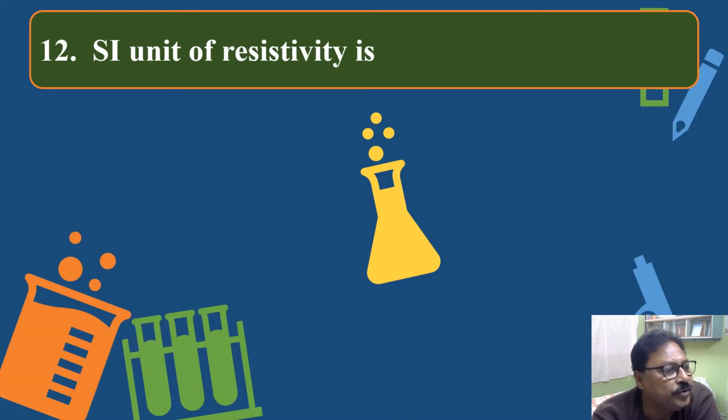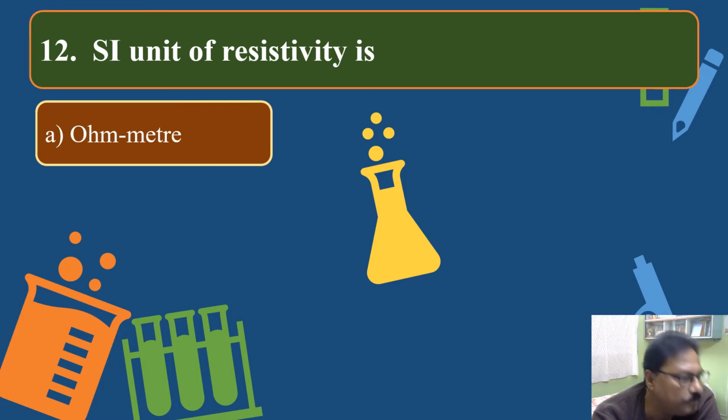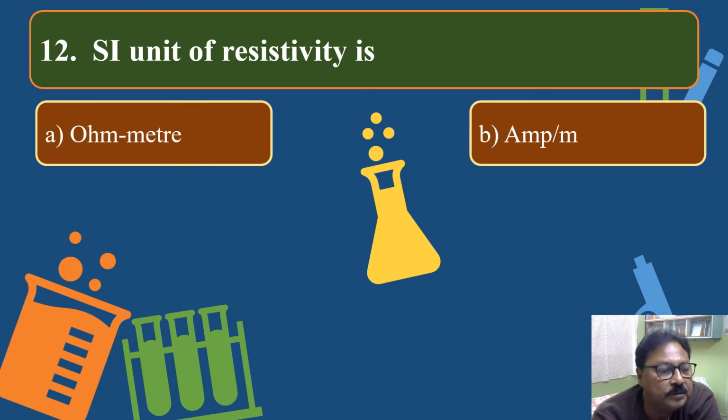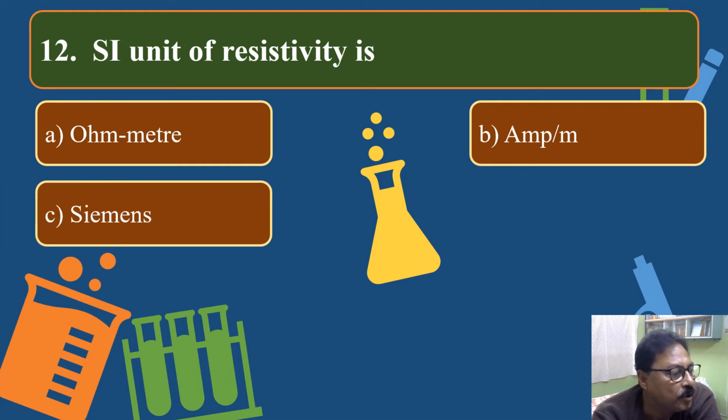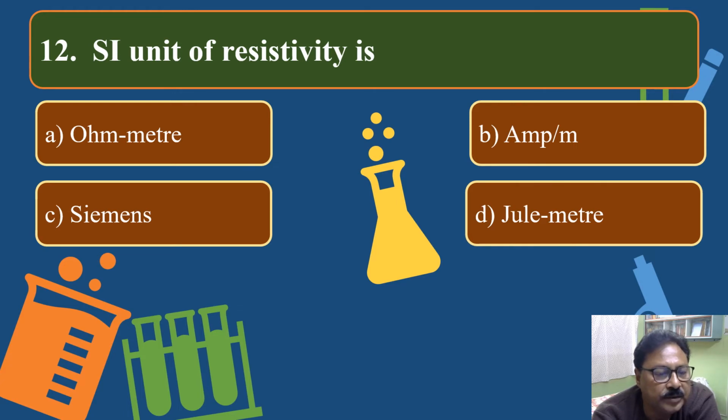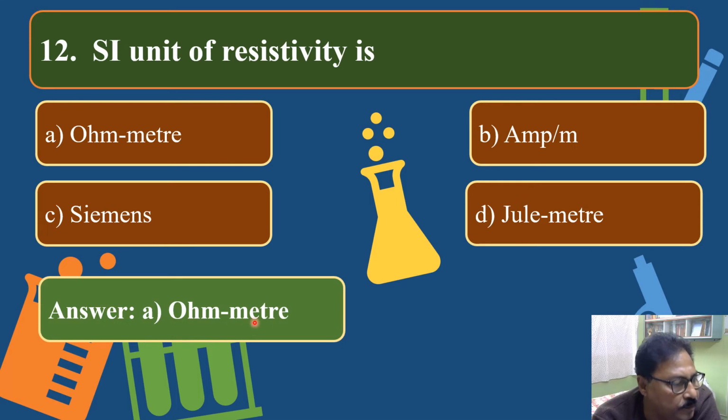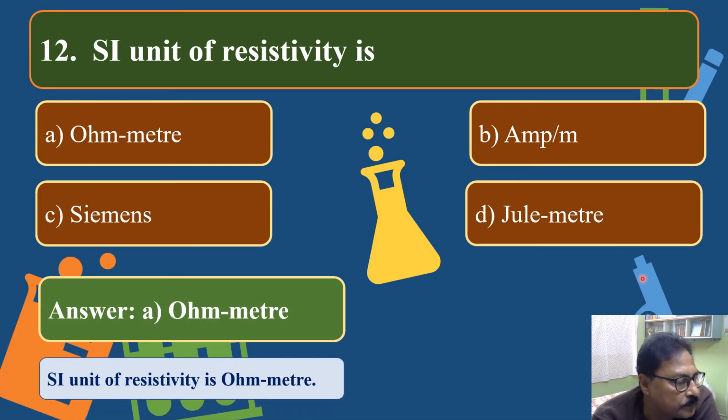The SI unit of resistivity is: option A, ohm meter; option B, amp by meter; option C, Siemens; option D, joule meter. The correct option is ohm meter. Option A, ohm meter is the correct answer. SI unit of resistivity is ohm meter.